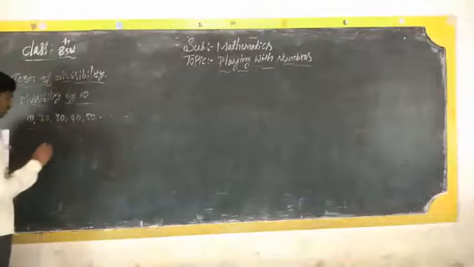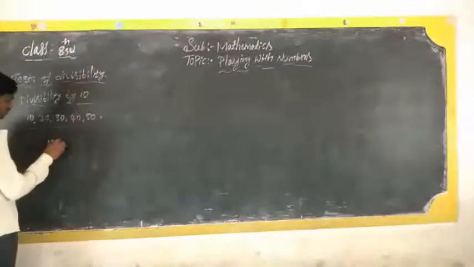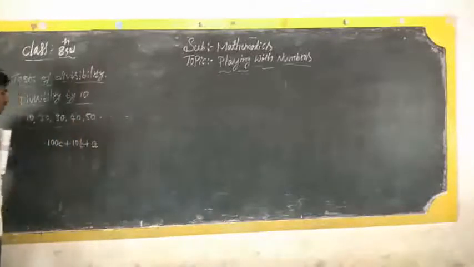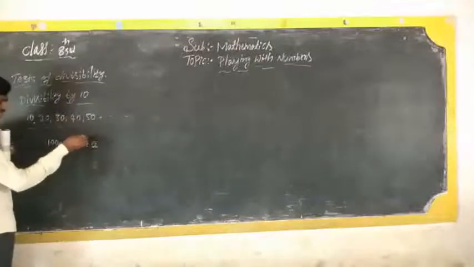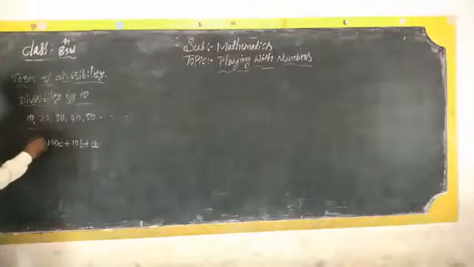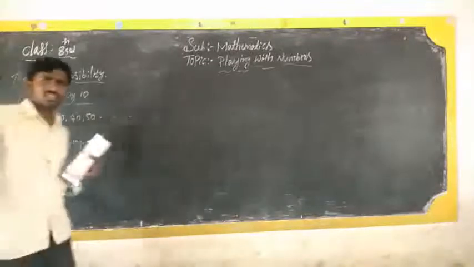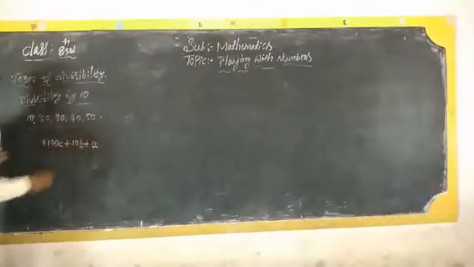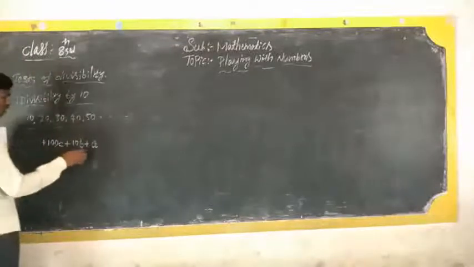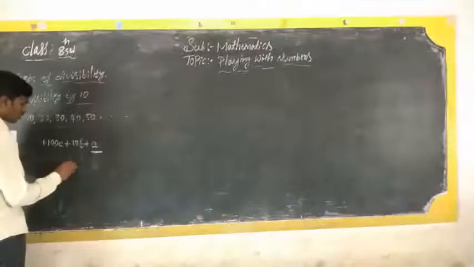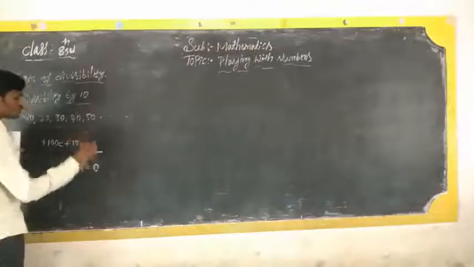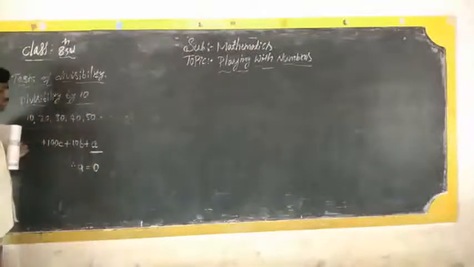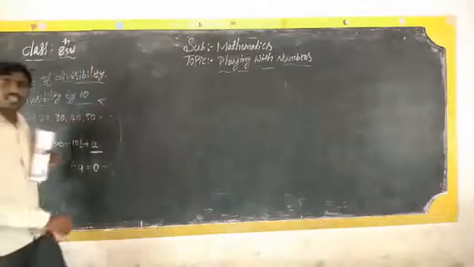Numbers are in the form 100c plus 10b plus a. That means this is the last digit, then tens, 100s, 1000s, 10000s, like that in place value. In this format, 100c plus 10b plus a, the last digit a is equal to 0. So the numbers having 0 as the last digit are divisible by 10.